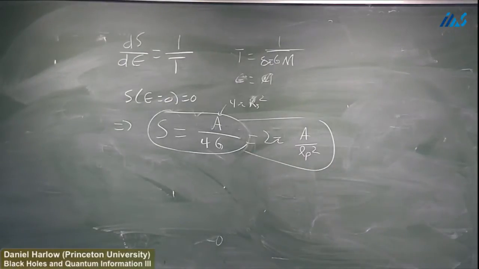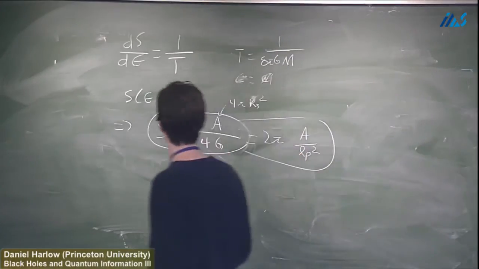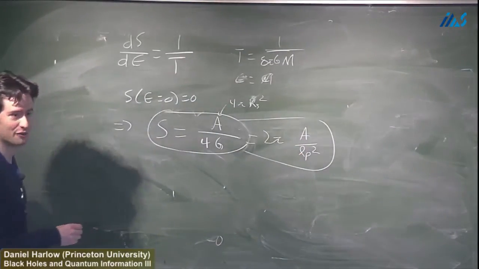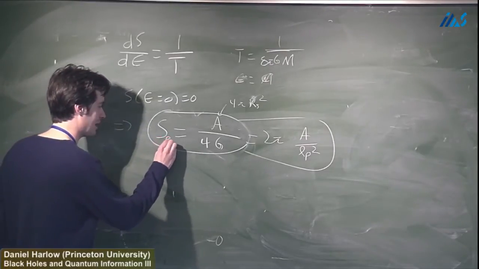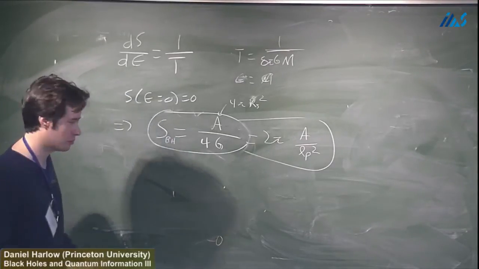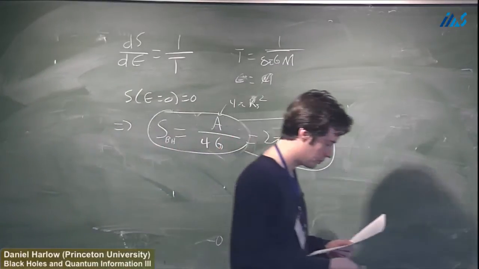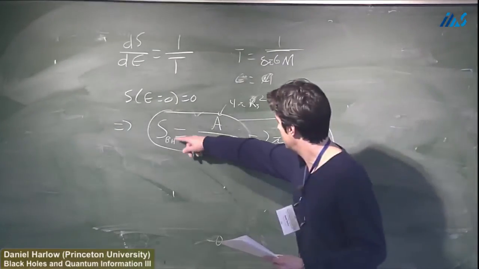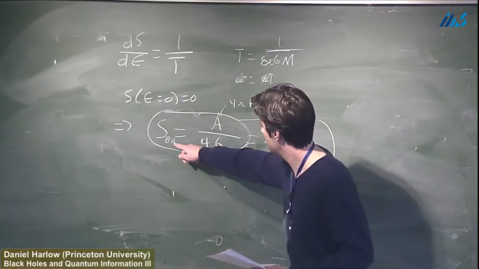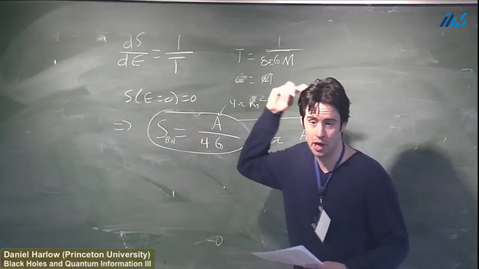Okay. All right. So great. That's fun. I should say that because of the discussion we just had, this entropy is usually called the Bekenstein-Hawking entropy. So just to be clear, Jacob figured out that this should be the entropy, and Hawking computed the prefactor by figuring out what the temperature is.